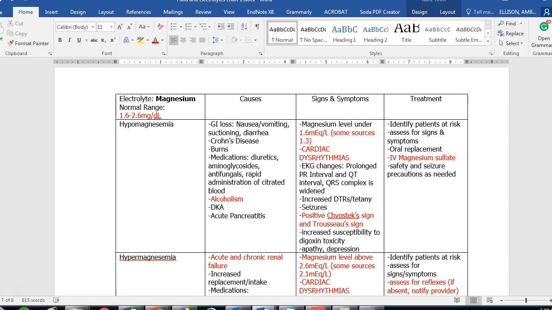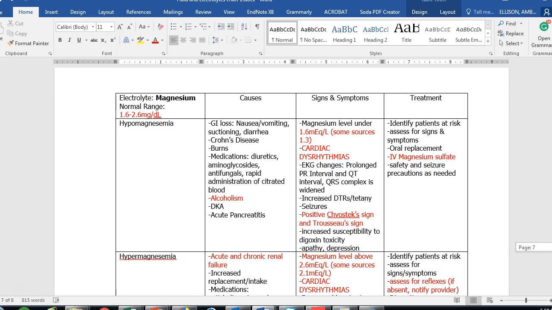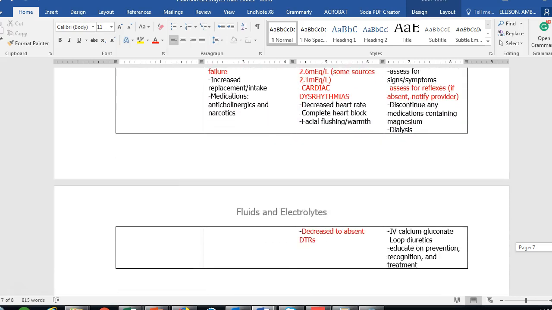The way to manage is to identify those at risk and assess for signs and symptoms, to provide oral replacement or IV replacement if it's bad enough. And then if you need to implement safety and seizure precautions, you should.